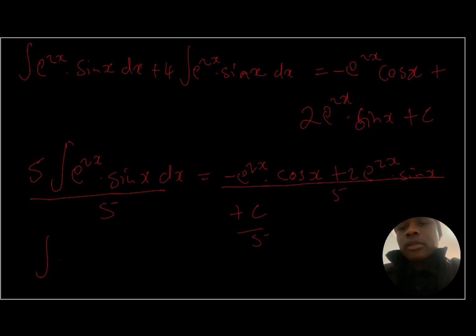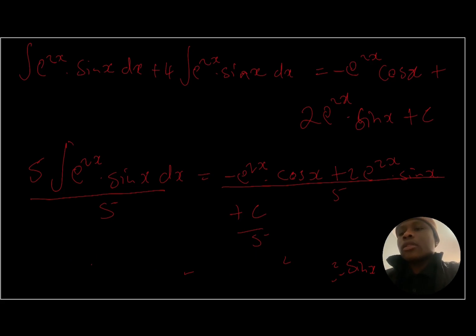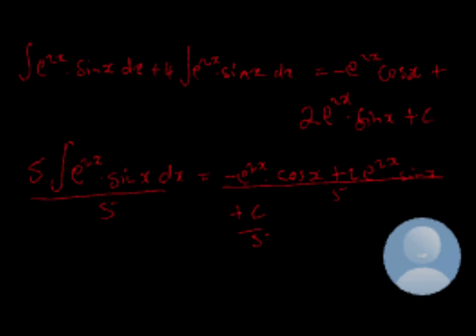Therefore, the answer will be 1 over 5 e to the 2x cos x plus 2 over 5 sin x. I didn't write it well. Let us write this on the other page. Let me open another page. Okay. As I said, you can write it on the other page.